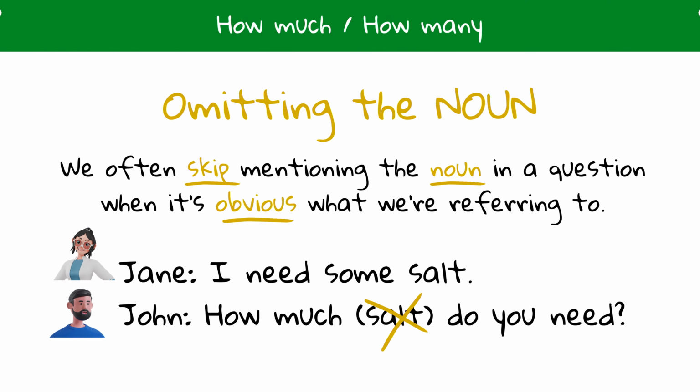Omitting the noun. We often skip mentioning the noun in a question when it's obvious what we're referring to. For example, I need some salt. How much do you need? Here, we omitted the word salt because it is not necessary to say it. It is obvious from the context that they are talking about the salt.